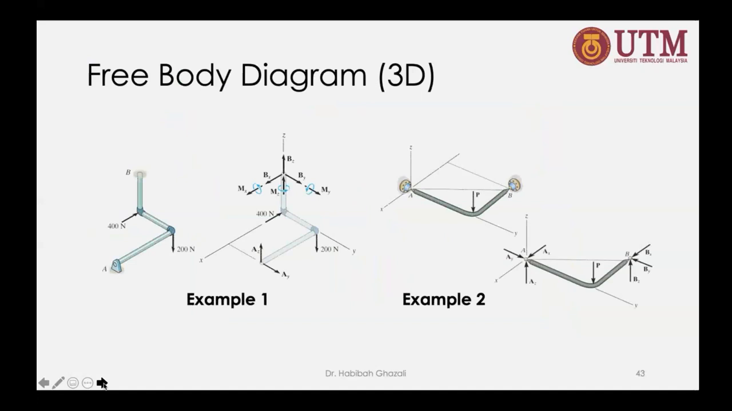Honestly, for 3D problems, we're not going to use it a lot in this subject, but I still want you to know all of these reactions. We will use it for torsion, which we will learn in week 5, and also combined loading. So you must still be familiar with all the supports.